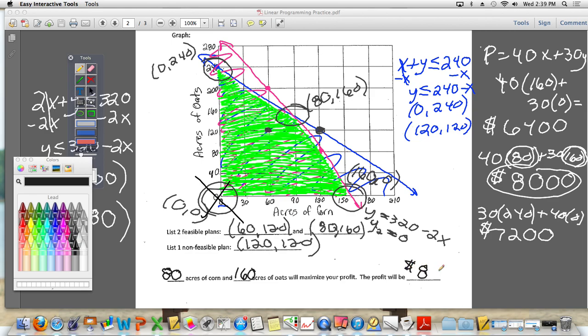Wait, so are you telling me this is the first time I see math to be useful for real? Wait, what numbers did you plug in? I plugged in this 80 and 160. All the corners are what I plugged into my objective function. Oh, the X and the Y.